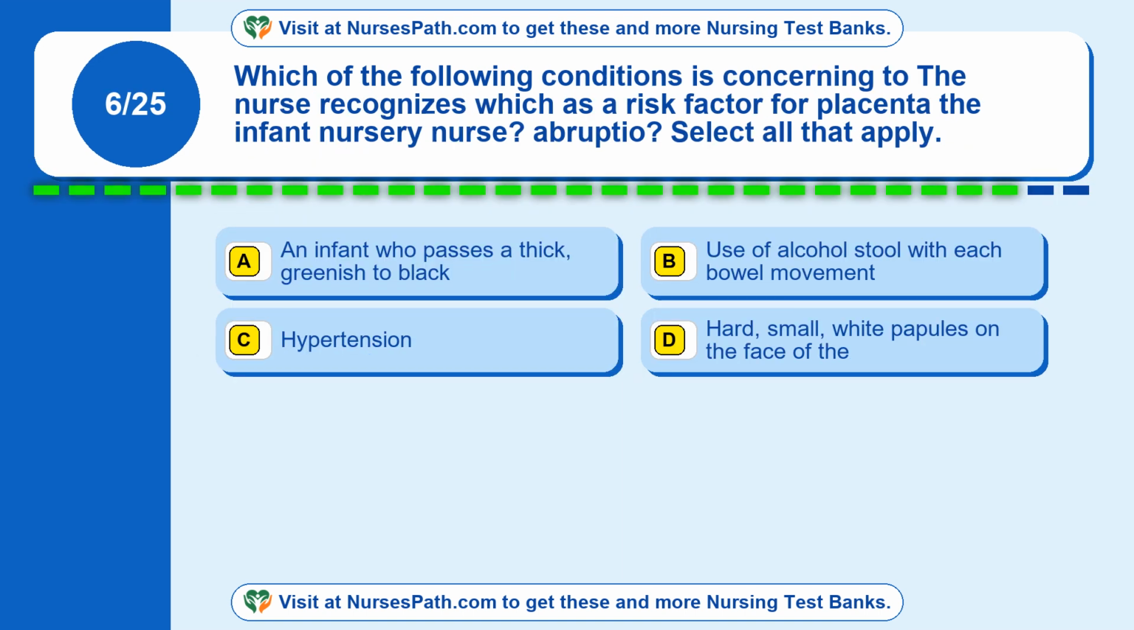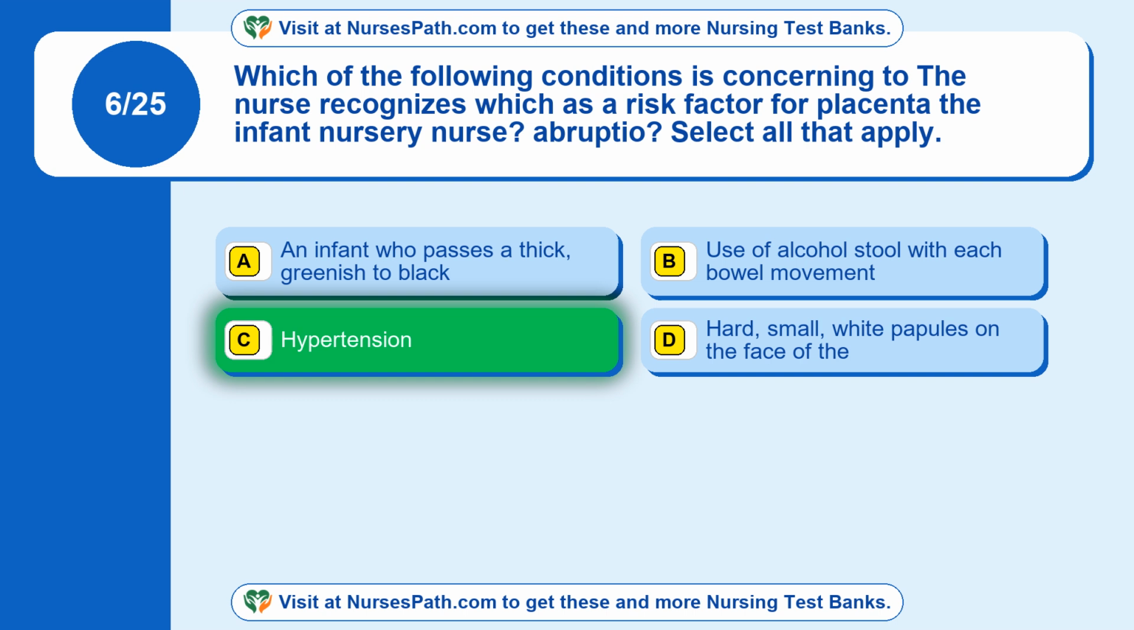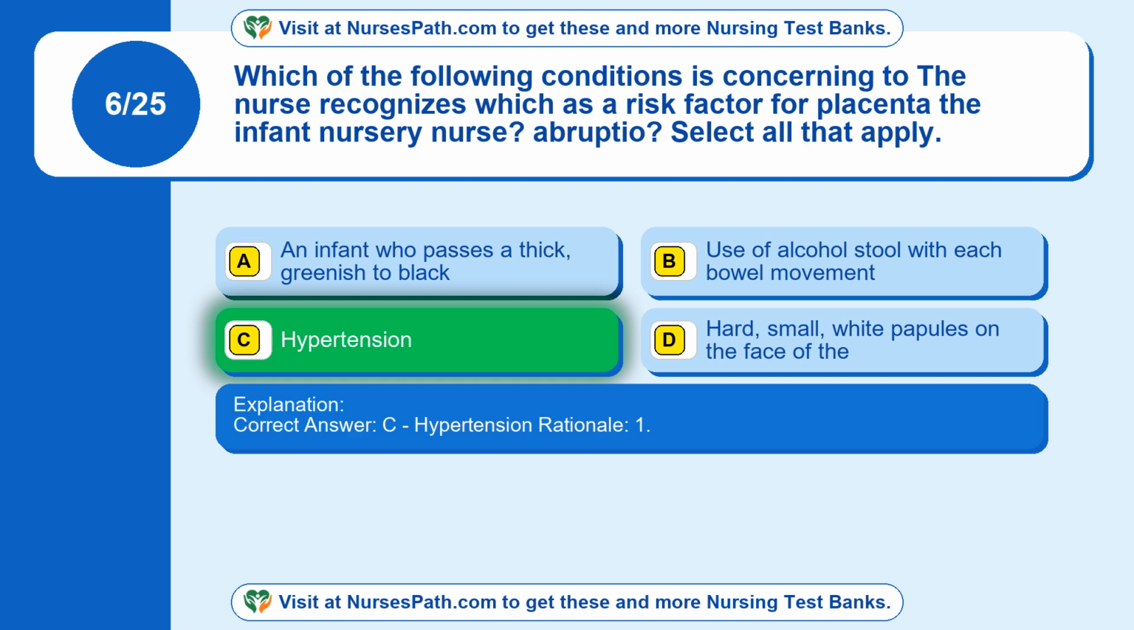Question 6. Which of the following conditions does the nurse recognize as a risk factor for placenta abruptio? Select all that apply. Option A. An infant who passes a thick, greenish to black stool with each bowel movement. Option B. Use of alcohol. Option C. Hypertension. Option D. Hard, small, white papules on the face of the infant. The correct answer is option C. Hypertension. Correct answer C. Hypertension.